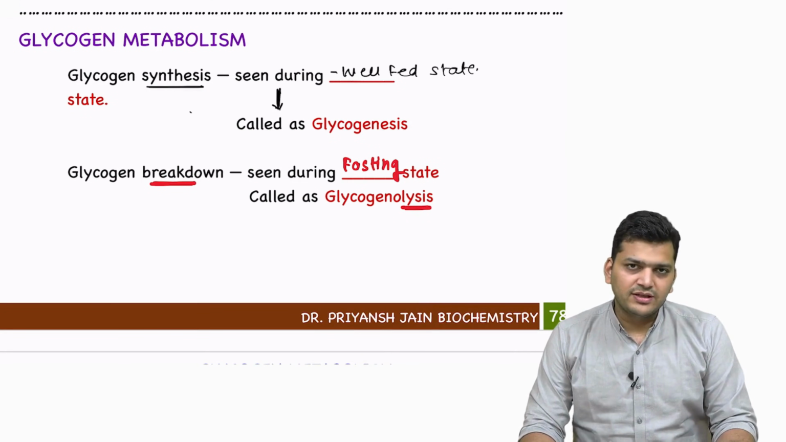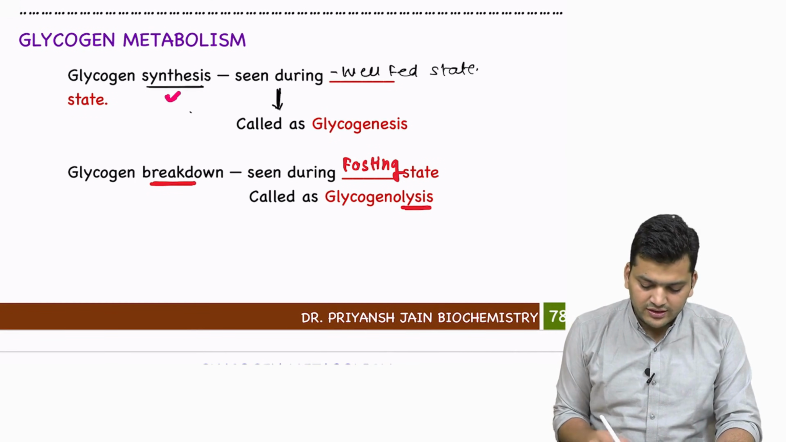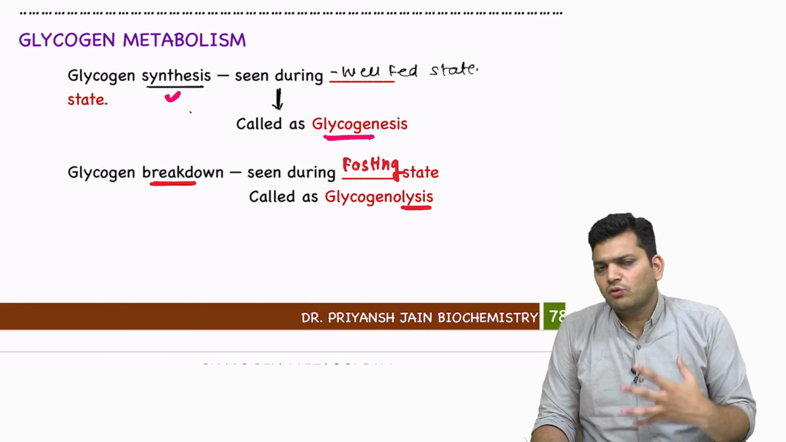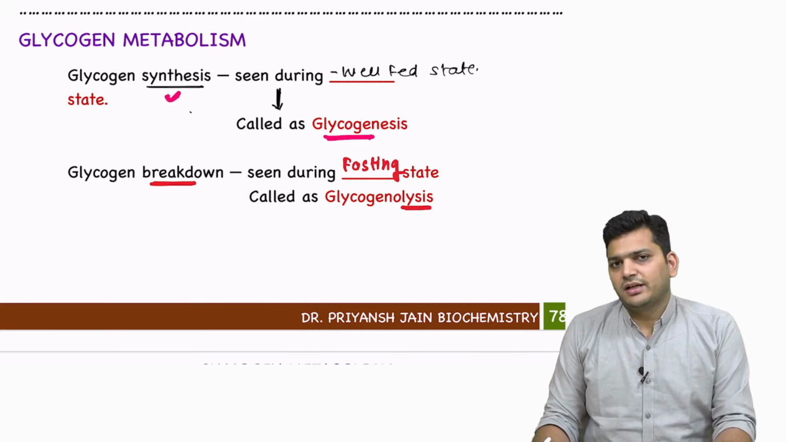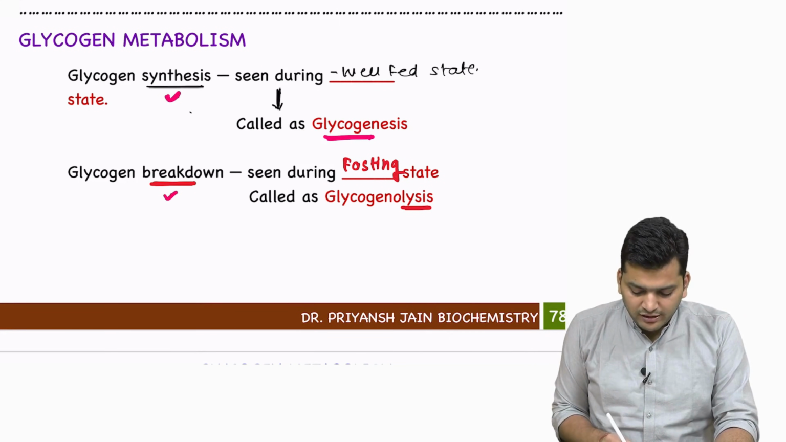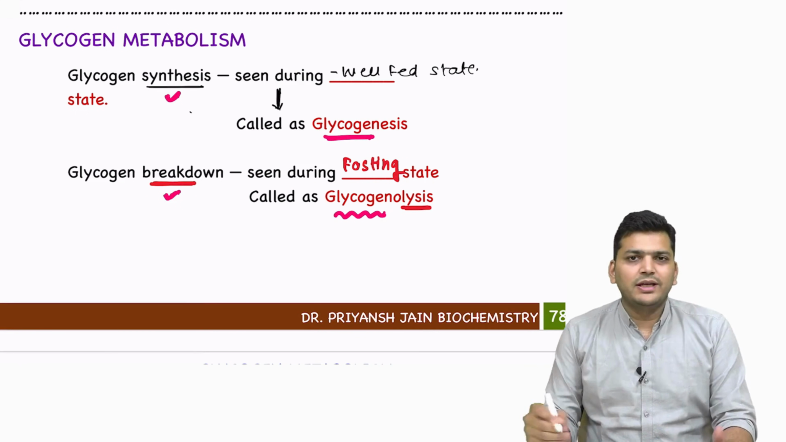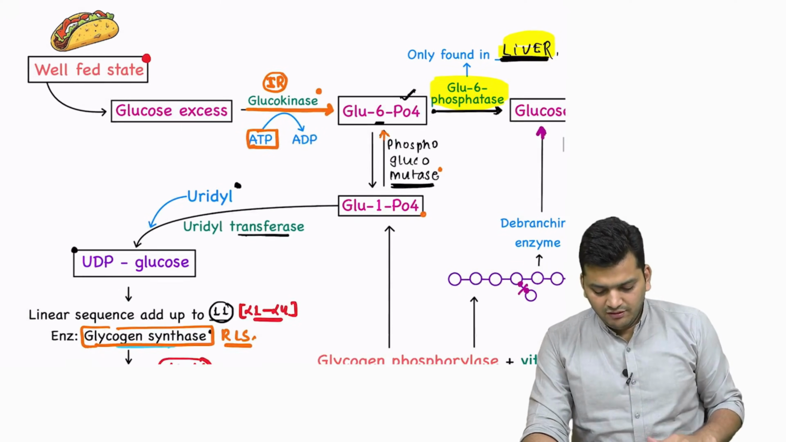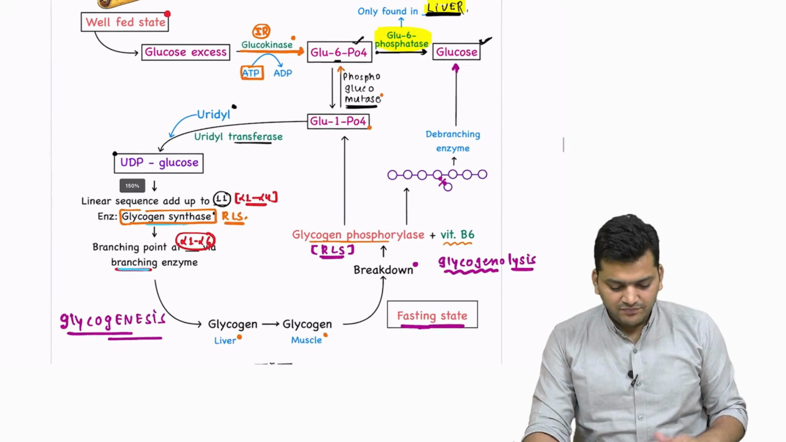How the glycogen metabolism occurs? See how the glycogen synthesis occurs. Glycogen synthesis is called glycogenesis. It is going to occur when you are in the well-fed state. When we have a lot of glucose in our body, we are going to make the glycogen. And how we are going to break down the glycogen? That is called glycogenolysis. That is going to happen in the fasting state. Let's see the process. First, we are going to see the glycogenesis.